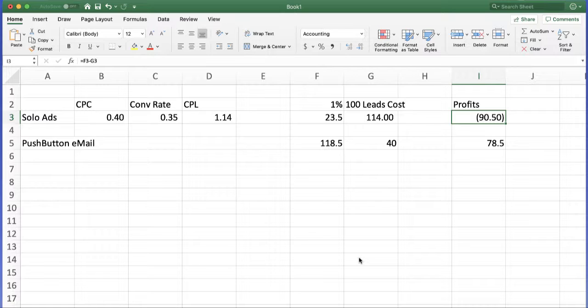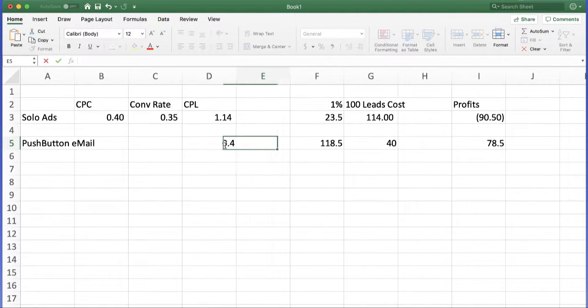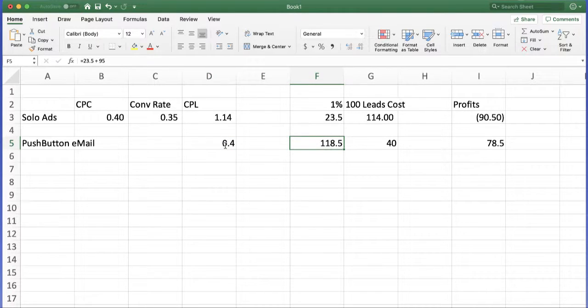In our case, what we're doing is we're subsidizing the cost of that lead. Instead of leads costing you $1.14 each, they're going to cost 40 cents apiece. So at a 40-cent cost per lead, you're going to be spending $40 to generate 100 leads instead of $114. So you just saved $74.